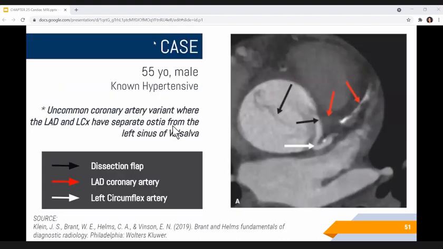This is now a case of a 55-year-old male with hypertension. A is an axial oblique image through the aortic root showing type A dissection. The dissection flap, pointed by the black arrows, extends into and occludes the left anterior descending coronary artery, marked by the red arrows. Fortunately for this patient, he had an uncommon coronary artery variant where the LAD and LCX have separate ostia from the left sinus of Valsalva. Because of this, the left circumflex remained patent, marked by the white arrow.